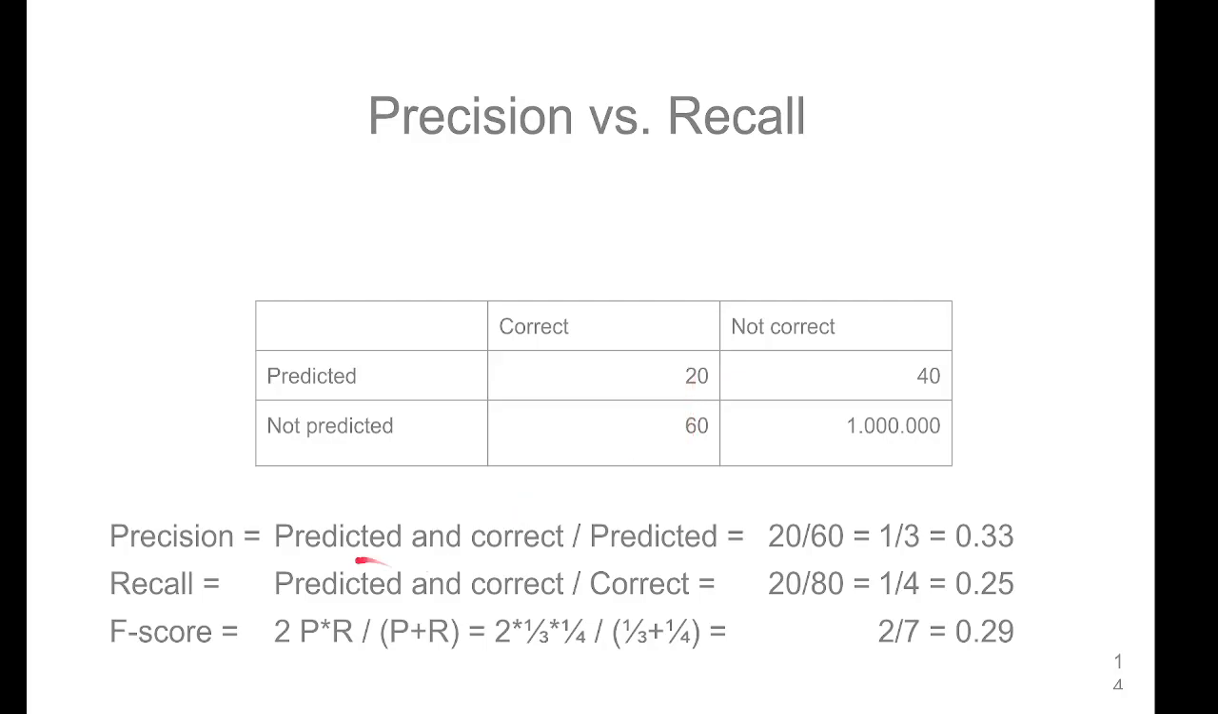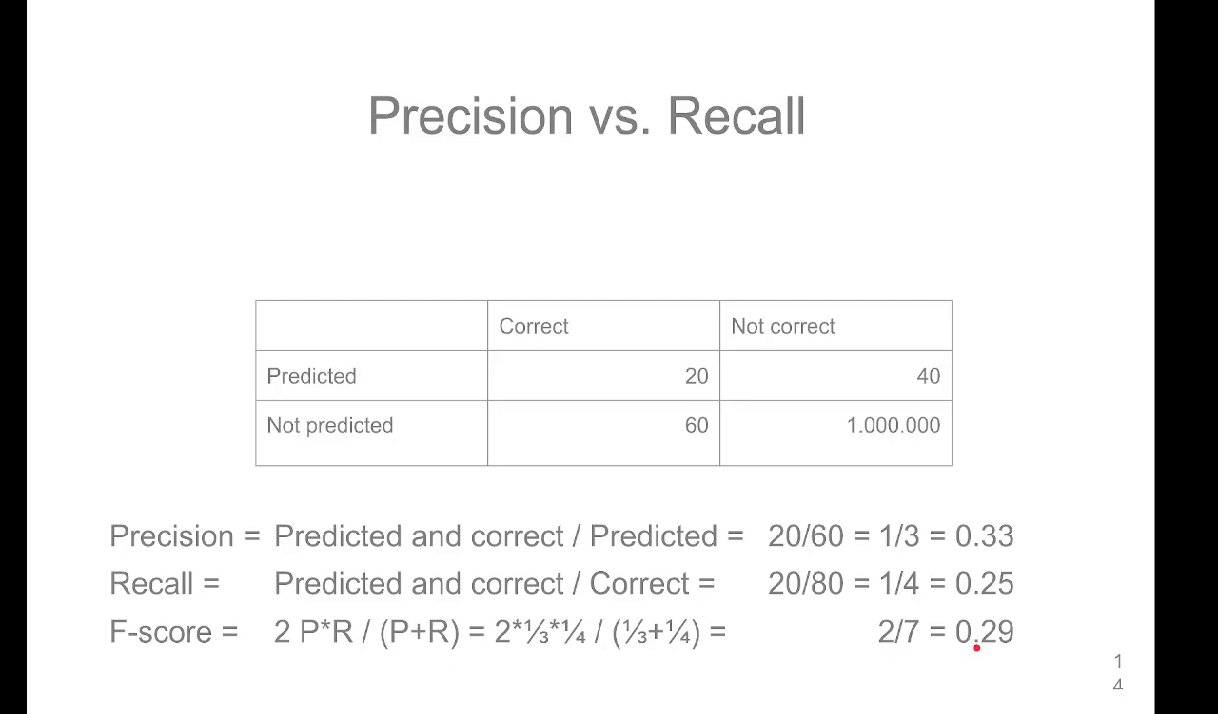Now let's calculate precision and recall. So that's 20 out of 60, so 20 true positives out of 20 plus 40 predicted ones. So that's 1/3. And recall is 20 by 80. We have 20 plus 60 correct items, and 20 true positives by these 80 is 1/4, so 0.25. And the F-score will be 0.29.